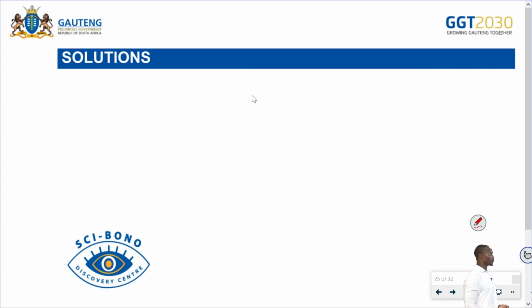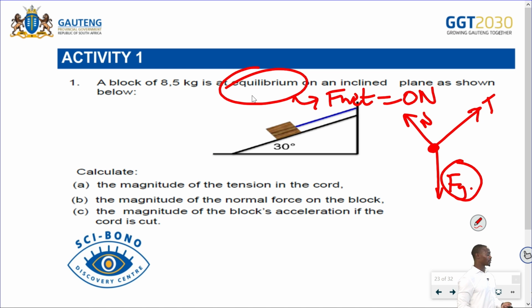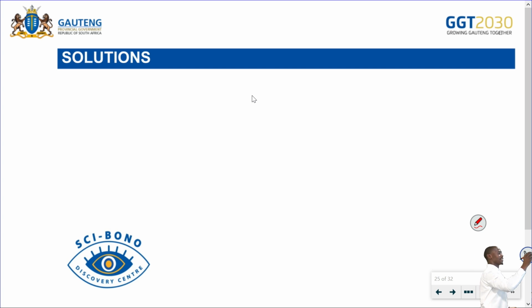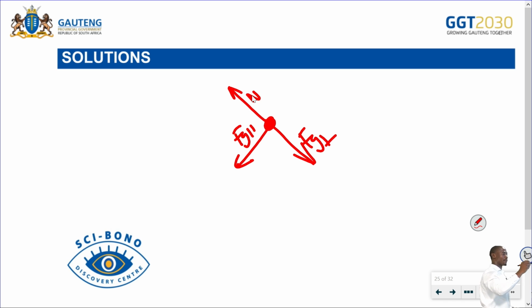And then from here, what are they looking for? They are looking for the magnitude of the block's acceleration if the cord is cut. So now the cord is cut. So if this cord is cut, it means that you are no longer having the tension. So the forces will be your Fg parallel, and then your normal force there, and then you have your Fg perpendicular, because we need to use this one where you have resolved for the calculations.